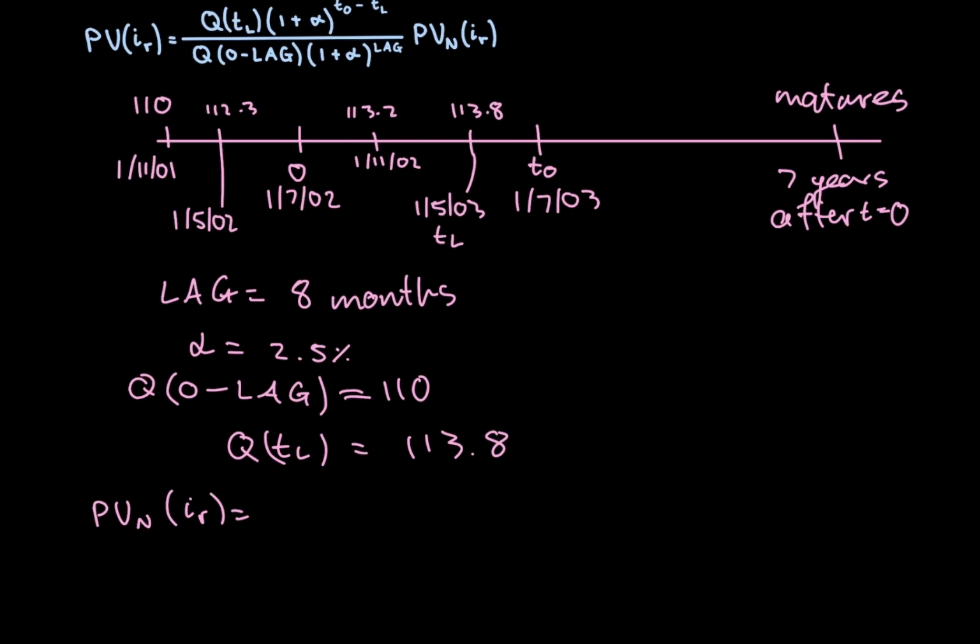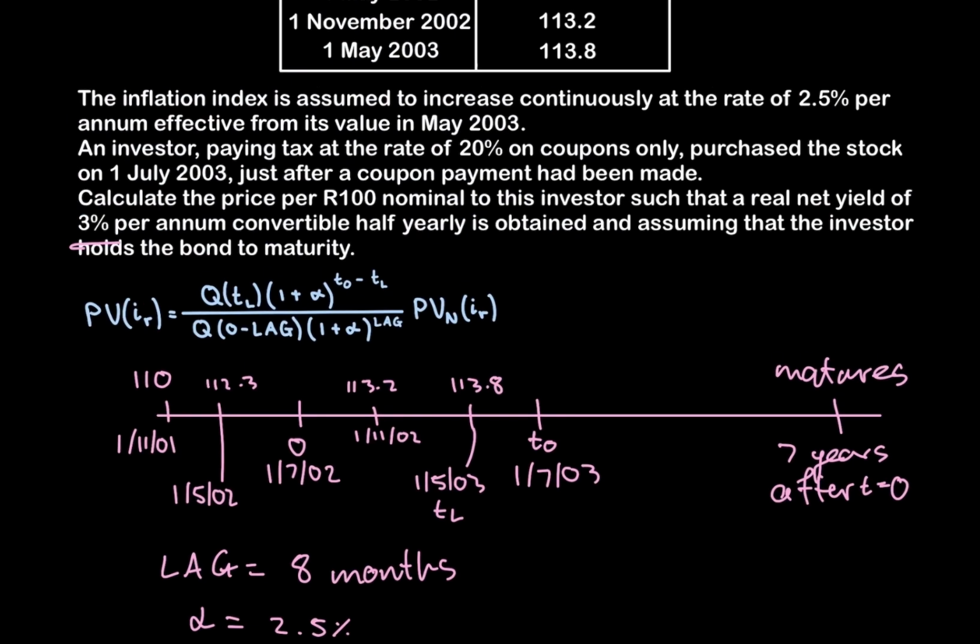Okay, so this present value, our nominal present value, using our real rate of interest, must take into account all the cash flows that the investor will be receiving. Now, if the investor purchases the bond at T0, which is 1 year after issue date, then he will not be receiving all of the coupons. And in fact, it says in the question that an investor purchased the stock just after the coupon payment had been made, and he bought it 1 year after issue. So he had missed out on 2 coupon payments because the coupon payments are made half yearly. So he essentially has 6 years left until the bond matures.